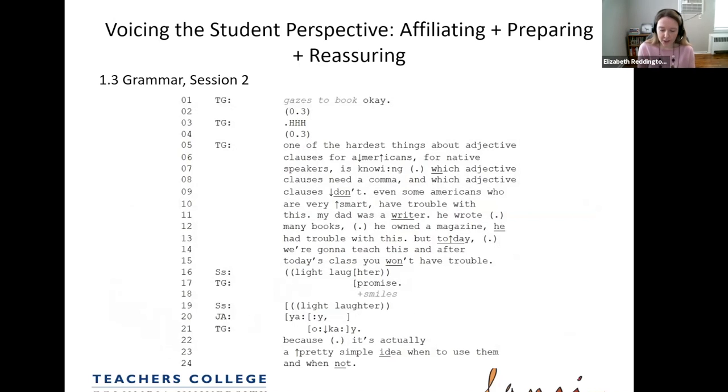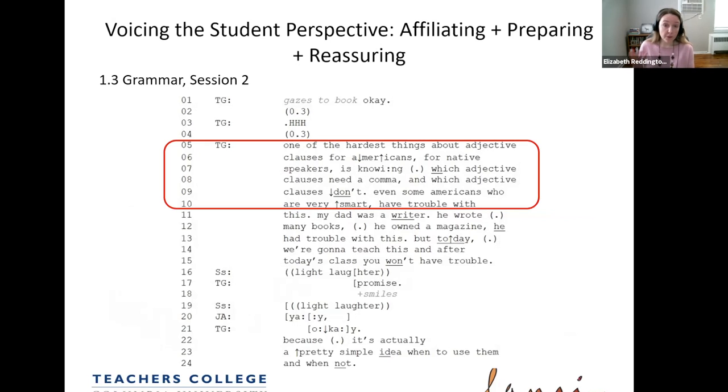All right, so as the teacher shifts to a new pedagogic topic there in line 5, he also produces an assessment that highlights the topic's difficulty, noting that one of the hardest things about adjective clauses is knowing which ones need a comma and which ones don't. Note that the assessment here is qualified. The topic is one of the hardest things for Americans, for native speakers. So by extension, the topic could be even harder for non-native speaker learners like the teacher's students here.